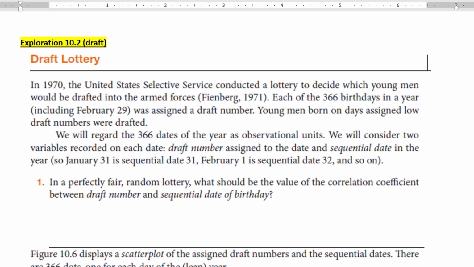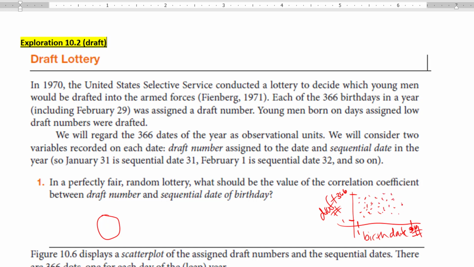So, problem number 1 asked if it was a perfectly fair random lottery, what should the value of the correlation coefficient be between draft number and the sequential date of the birthday? And it should be 0. It should be the case that when you assign these birth date numbers 1 through 366 to the draft numbers 1 through 366, you get completely random dots. Absolutely no linear pattern whatsoever. Remember, if there were some sort of linear pattern, that would be bad.